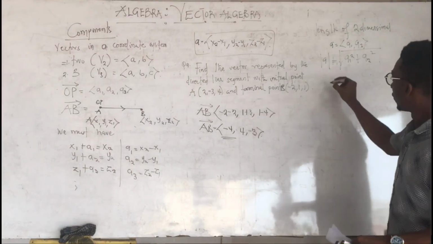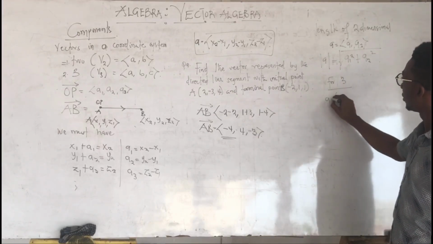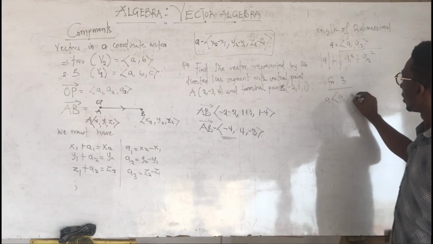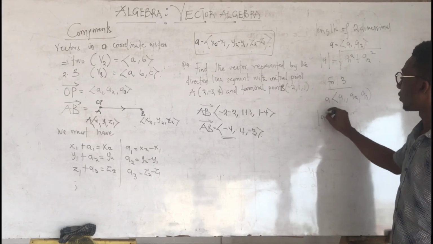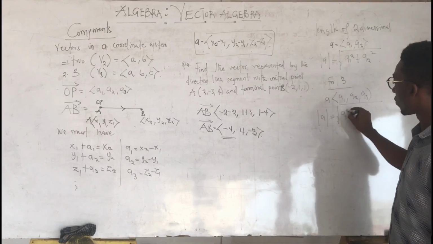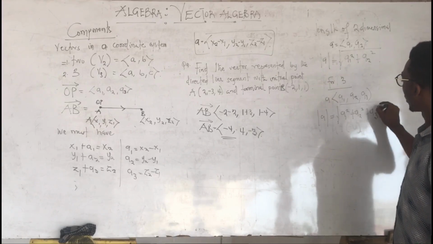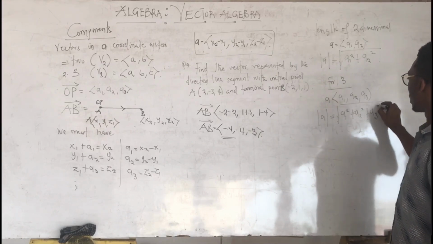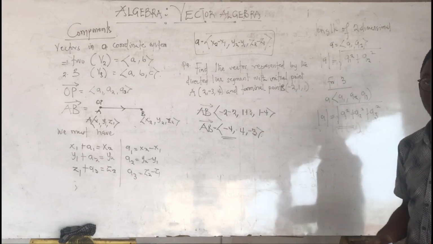In the same way, for a 3-dimensional vector A having A1, A2, and A3, the length of the vector is equal to the square root of A1 squared plus A2 squared plus A3 squared. And this will give us the length of the 3-dimensional vector.